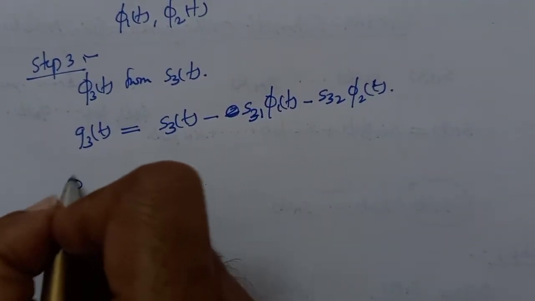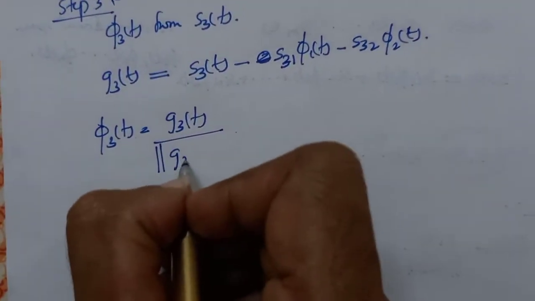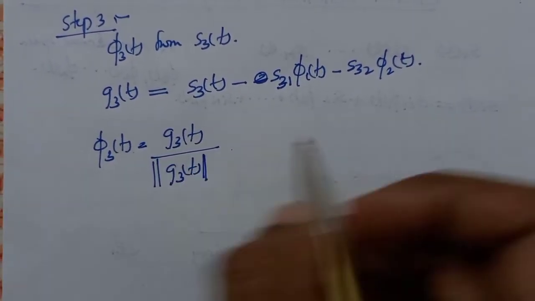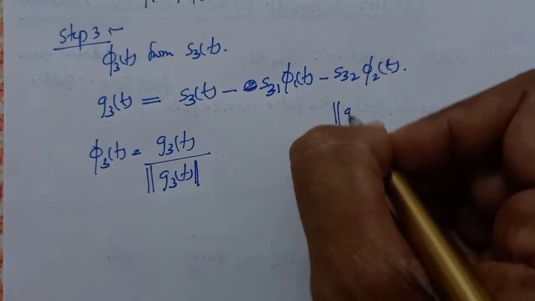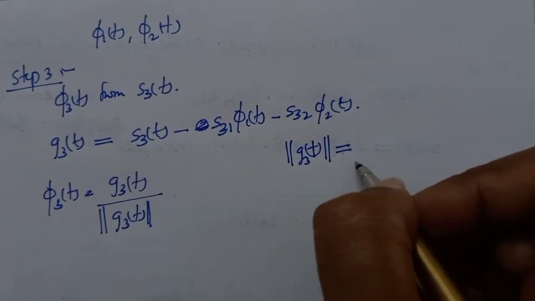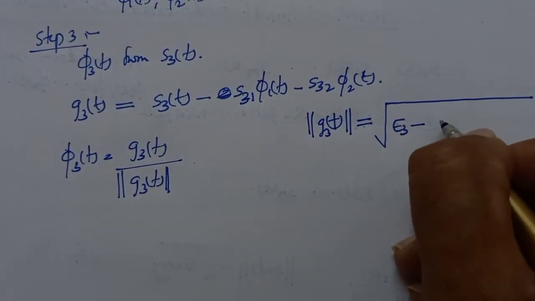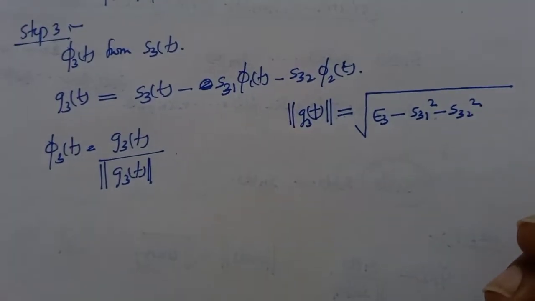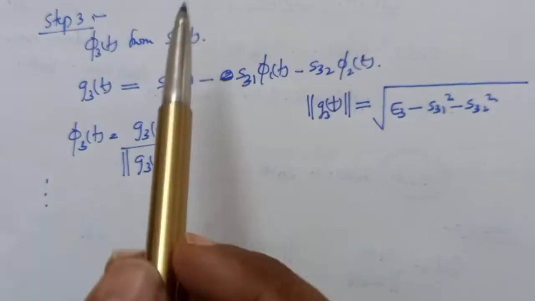Now, what is φ3(t)? φ3(t) is g3(t) divided by the norm of g3(t). The norm of g3(t) is simply the energy of g3(t). So as we discussed earlier, how will you find the norm of g3(t)? Based on the previous expression, we can generalize it as, say, E3 minus s31 square minus s32 square. So similarly, in this way we can proceed to find the other orthonormal basis functions.